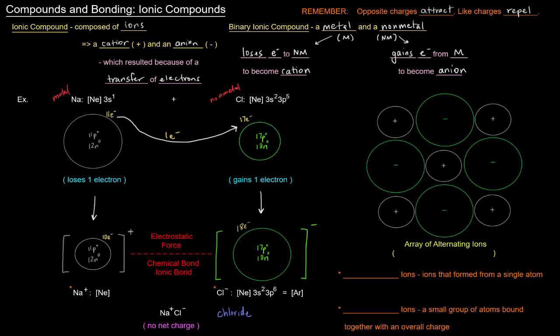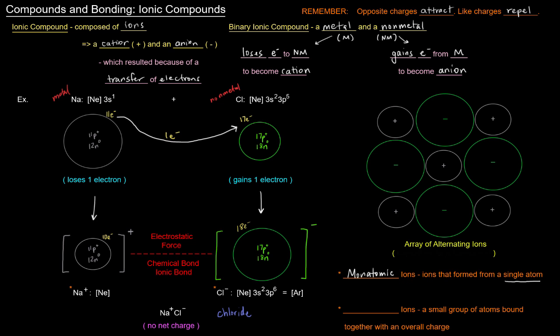I hope you noticed that. Okay. Now you'll notice also that I have a little asterisk next to each of these here. And the reason why is that what we've done here is these are both monatomic ions. And monatomic ions are just ions that formed from a single atom. Sodium is a single atom. Chlorine is a single atom. They both became ions. Okay. One atom becoming an ion, that's a monatomic ion.